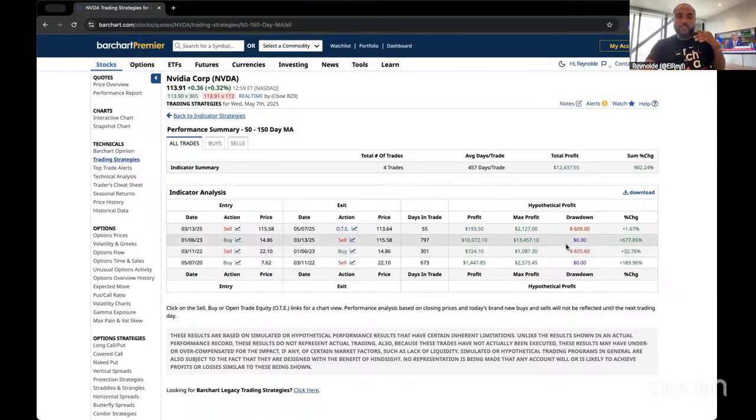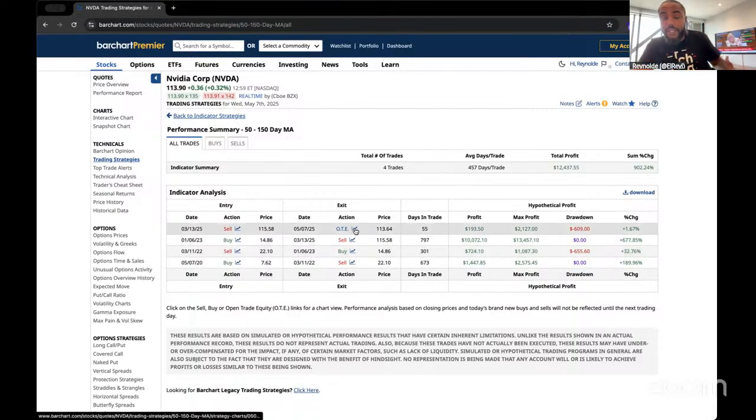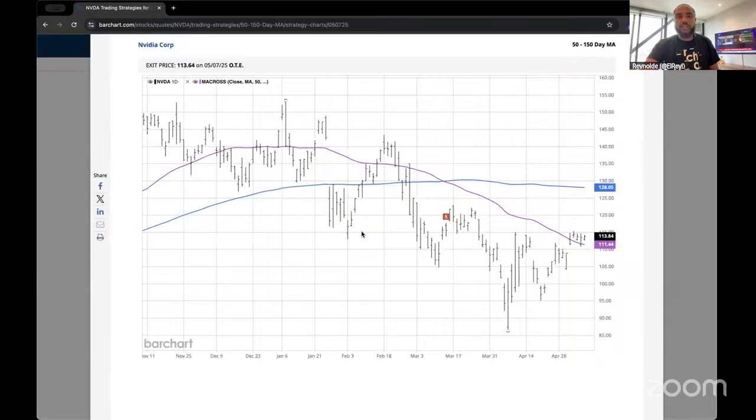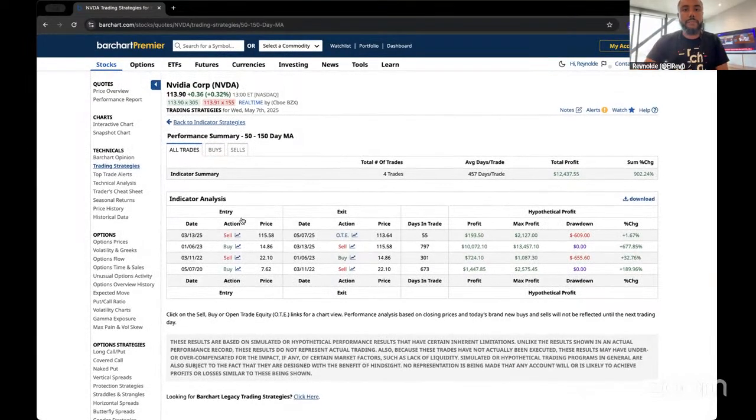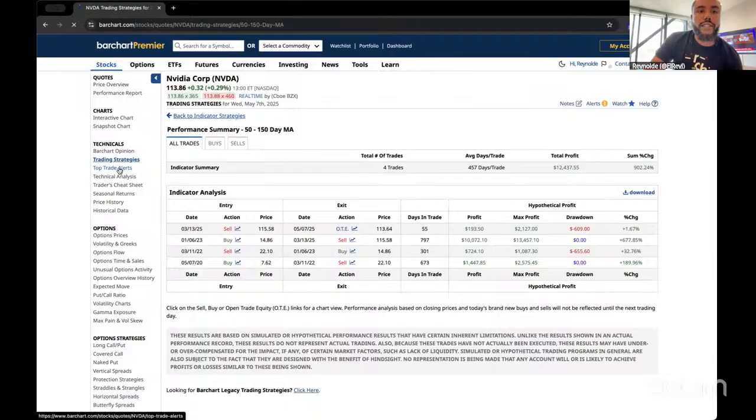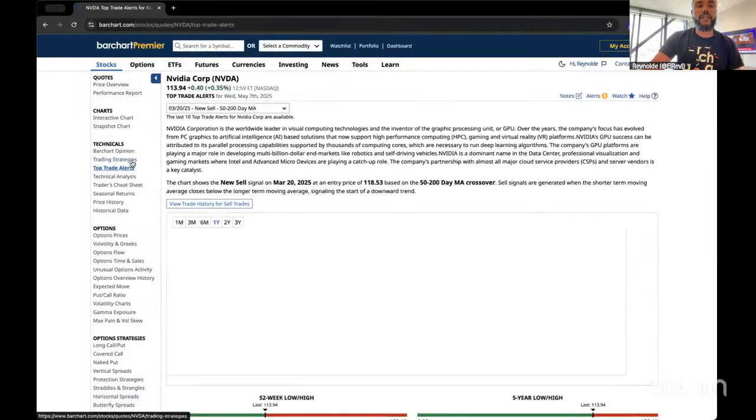Right. So expect those drawdowns, and this is giving you the hypothetical trades. It's cool if you press this chart here, it'll even show you where the signal came, right? And so you'll be able to see these trades play out. Okay. So I hope that helps. Like I said, click on the top strategies.